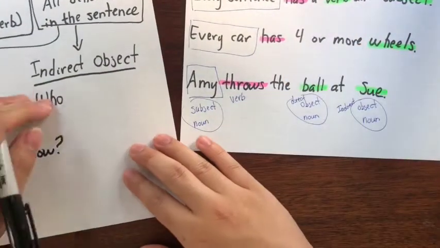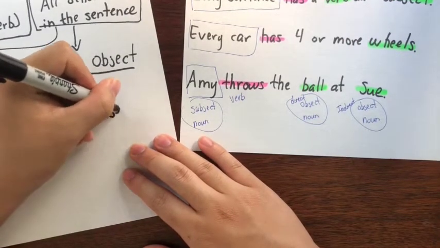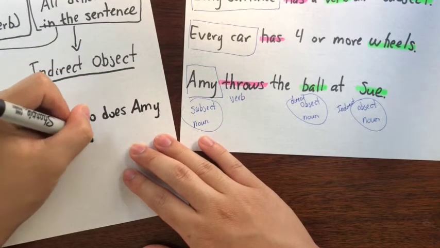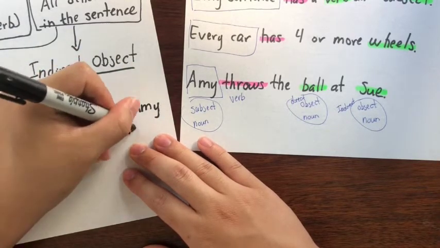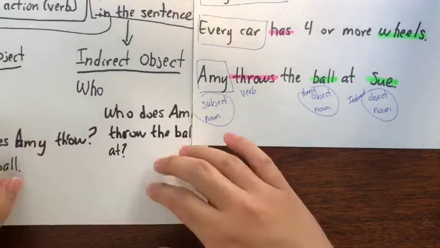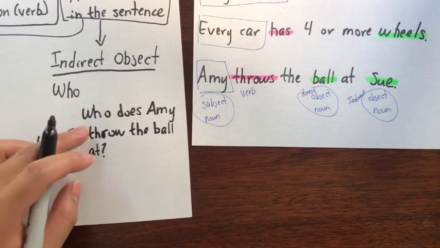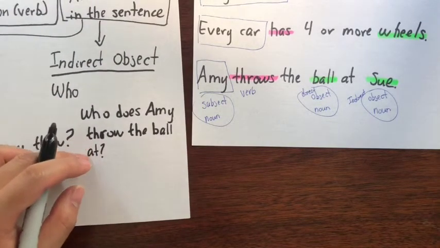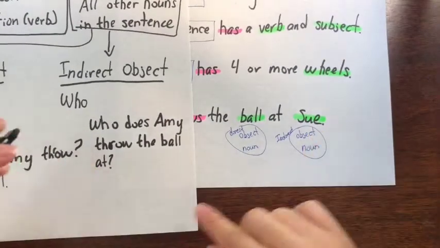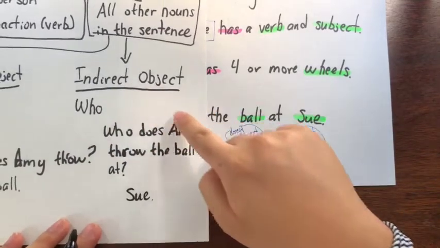Okay, so who? Who does Amy throw the ball at? We know Amy throws the ball, but who does she throw the ball to? Who does she throw the ball at? Sue. Sue is the indirect object.